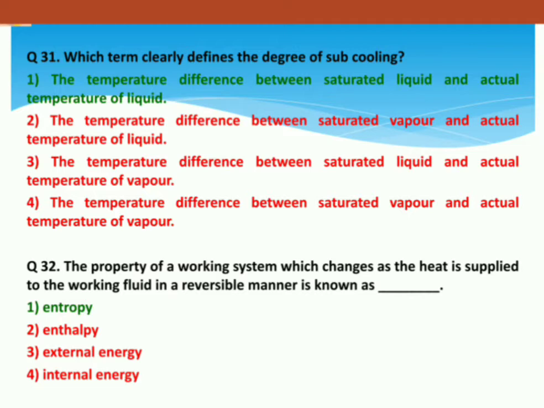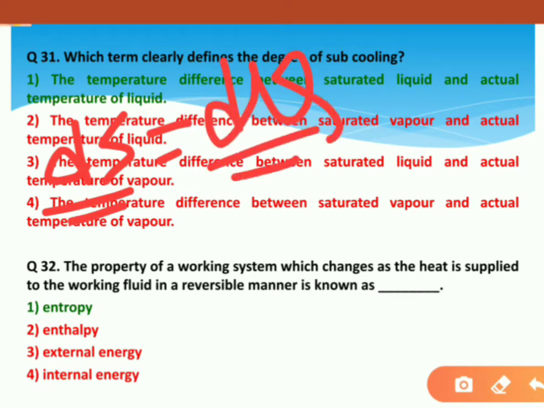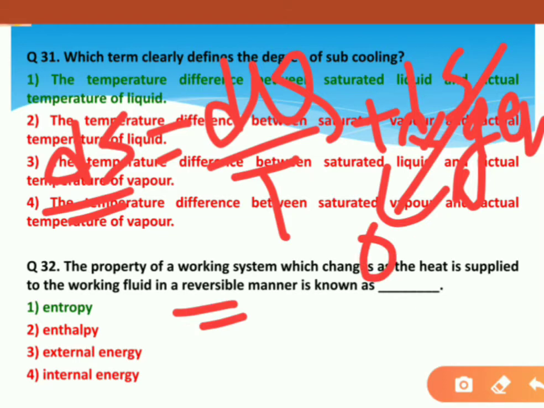The property of a working system which changes as heat is supplied to the working fluid in a reversible manner is known as, option 1, entropy will be the correct answer. Let's see how. According to the formula, the change in entropy ds is equal to dq divided by T plus ds generation. But according to the question it's a reversible process, so ds generation will become 0, and heat is supplied.